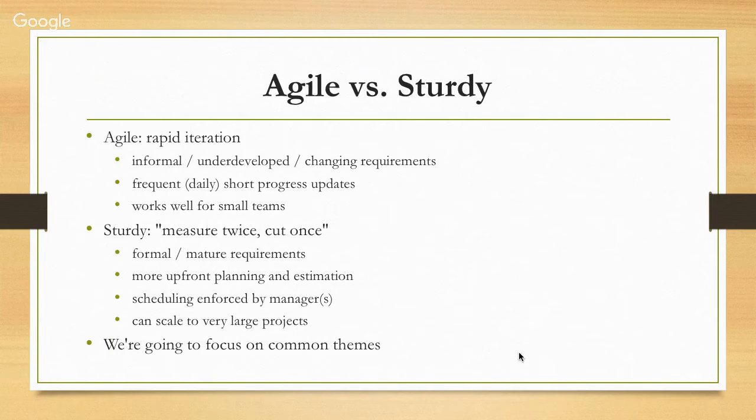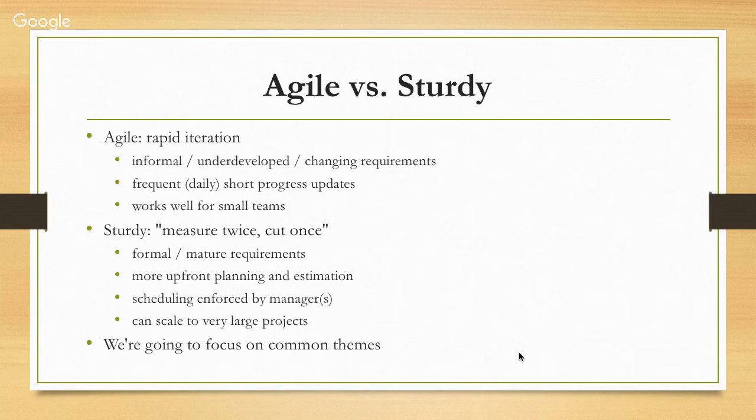So, just a really quick overview of these. Agile software development is all about rapid iteration. Any requirements that you have for the software are typically informal and or underdeveloped and or constantly changing, so you need to be able to adapt quickly. When you're collaborating on such a project, you have frequent, usually daily, short progress updates, and this type of approach works really well for small teams. Again, this kind of 3x3 approach: a small number of people working for 3 to 6 months on a particular project.